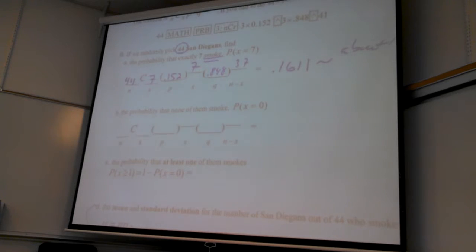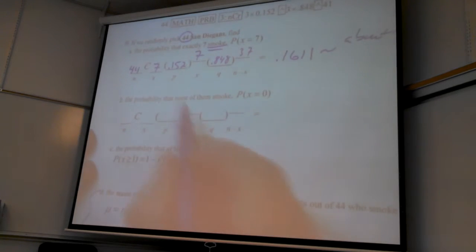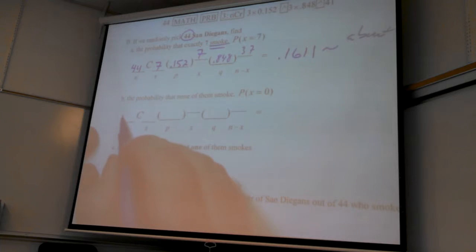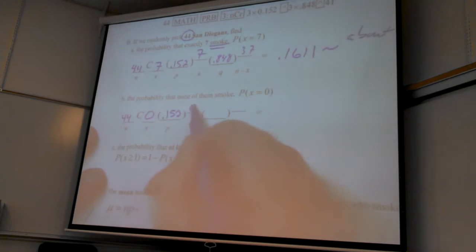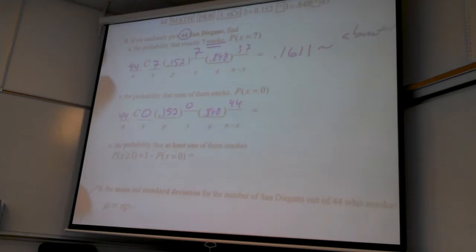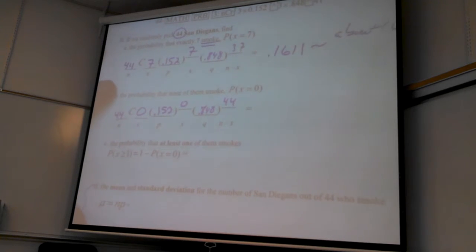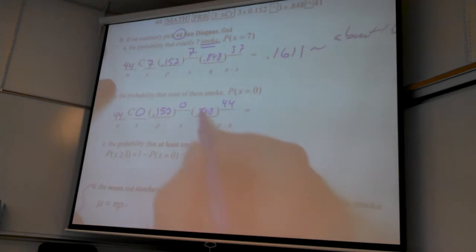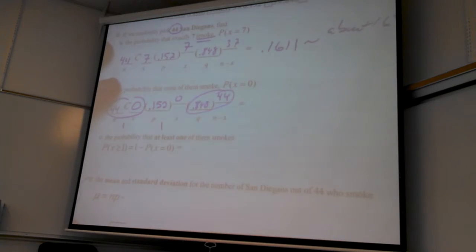Alright, maybe. So here, I'm kind of building up to that. The probability that none of them smoke: I'd have 44 people, I want to choose nobody. So I want no successes, and I want nothing but failures, which in this case are actually better off. So what is all that mess? What's 44 choose 0? 1. What's anything to the 0 power? 1. So really, you just put that in the calculator. So what do you get? 0.848?